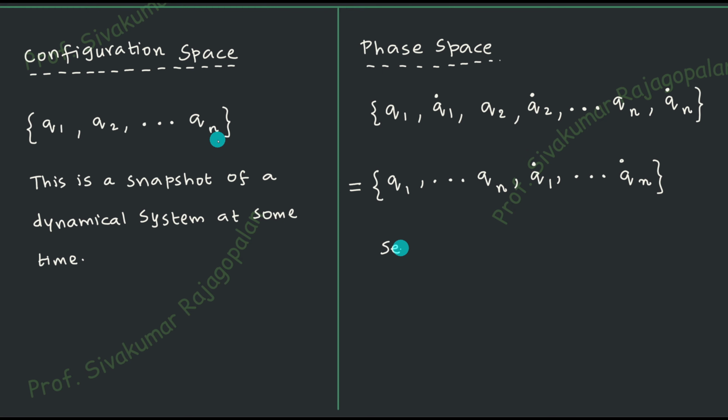So n is required here, and the point to be noted is that the number n has to be clearly identified, whether it is 3 or 6 or 21, whatever the number is. And the configuration space is just a set of Qs, and this is equivalent to a snapshot of a dynamical system taken at a particular time. Remember, I have written "particular time."